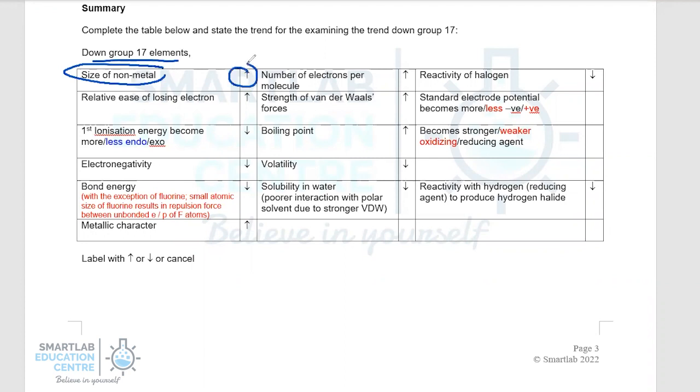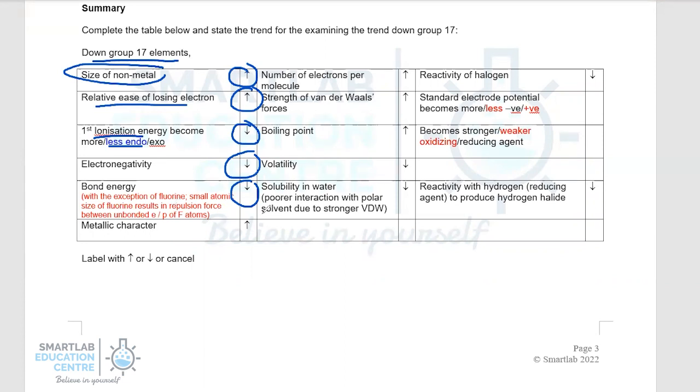atom actually goes up. The ease at which atoms lose their electron will actually increase because the first IE ends up as lower or less endothermic. And electronegativity drops as well when you go down the group. The bond energy decreases when you go down the group, with the exception of fluorine, of course, because fluorine has a small atomic size that results in repulsion between the unbonded electrons as well as the protons within both the nuclei.